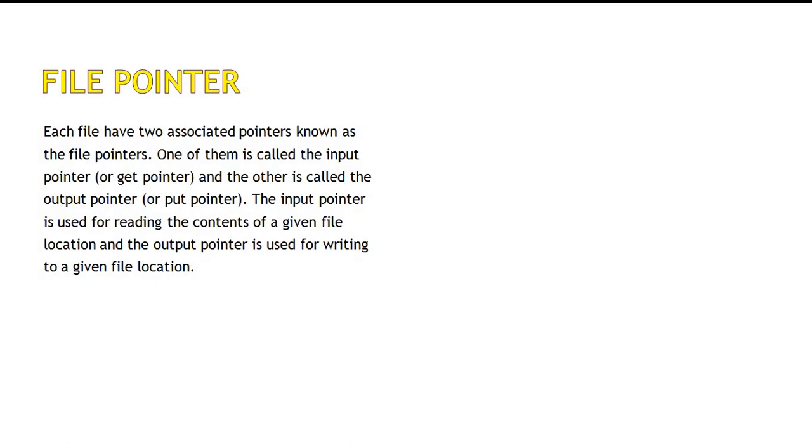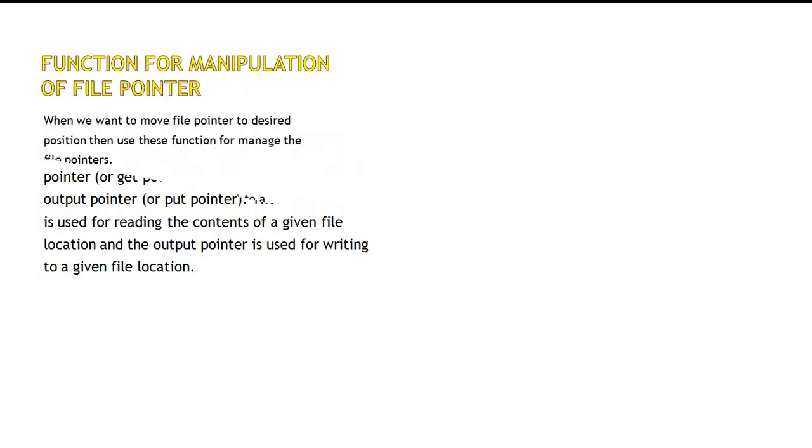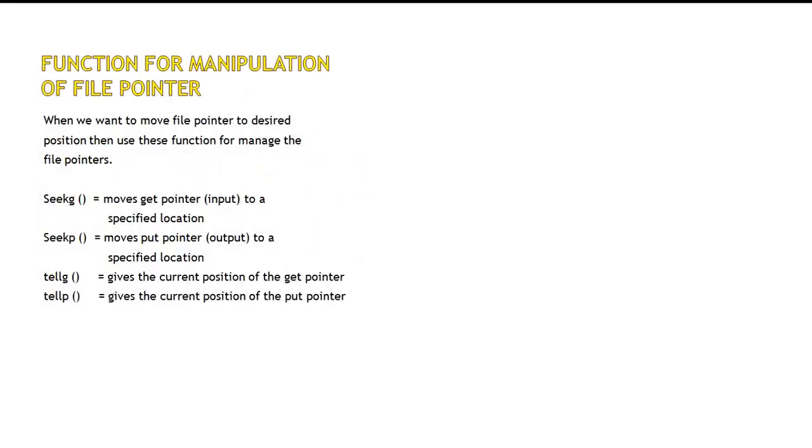File pointer. Each file has two associated pointers known as file pointers. One of them is called the input pointer or get pointer, and the other is called the output pointer or put pointer. The input pointer is used for reading the content of the given file location and the output pointer is used for writing to the given file location. Functions for manipulation of file pointer: when we want to move the file pointer to a desired position, we use these functions for managing the pointer.